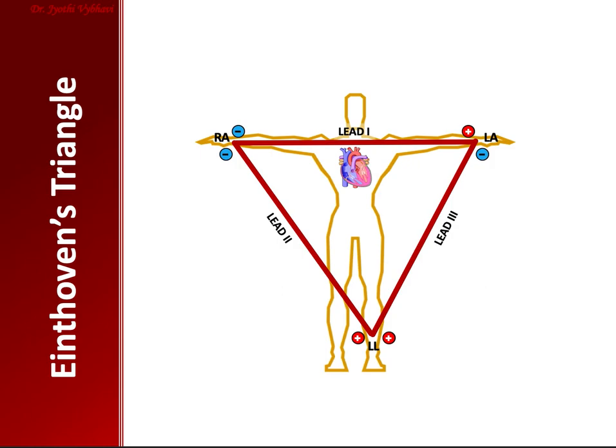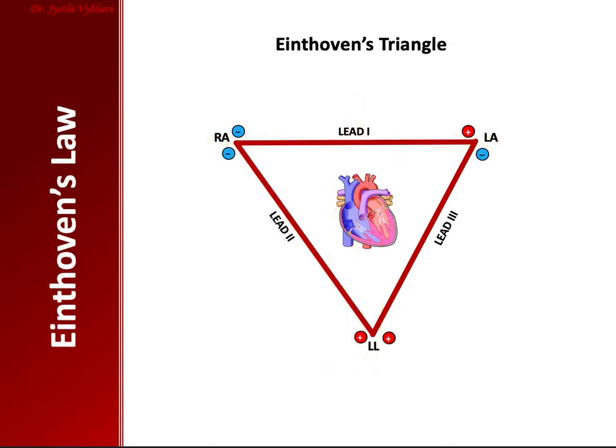Actually, when you draw it properly, the center of this triangle should be the heart, and this is in the frontal plane. This is the Einthoven triangle. So he named it the Einthoven triangle when he put all the leads together with the center as the heart. Very simple. Now lead 1, 2, 3 can be schematically represented as a triangle. That is called Einthoven's triangle.